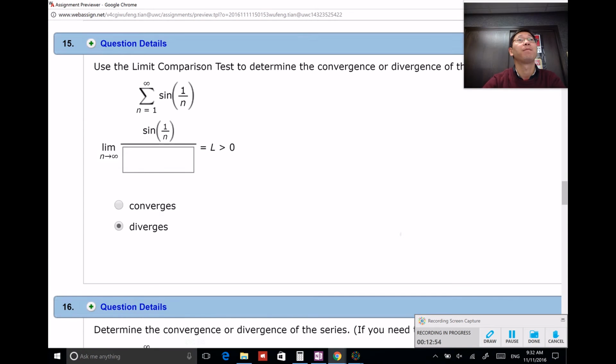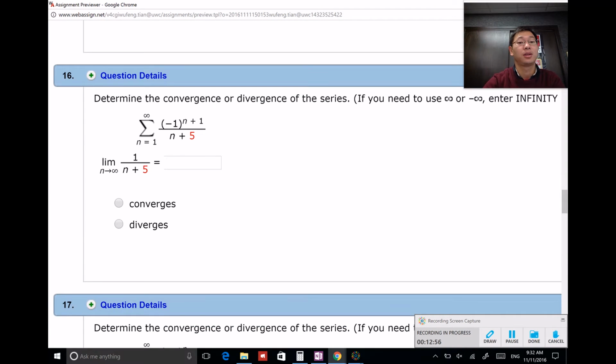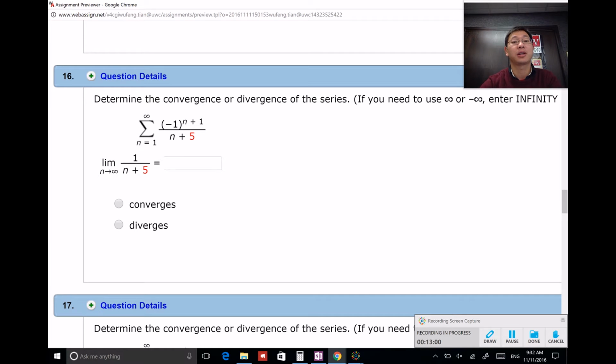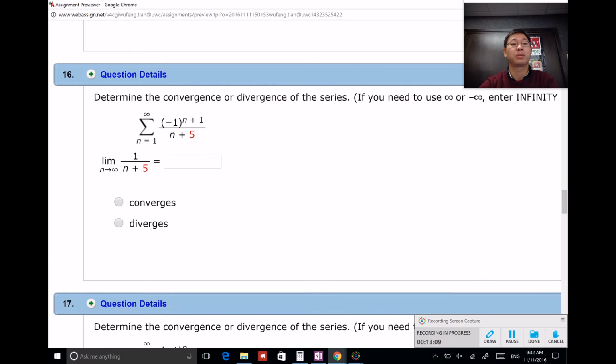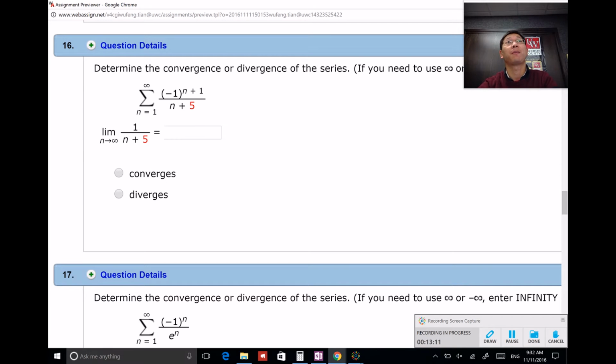Okay? Number 16. So I will ask a student to help me with this one. This is the alternating series. Does this one diverge or converge? I'm going to call a student here again. Luke, could you please tell me if this one converges or diverges? It's going to converge. Why does this one converge?